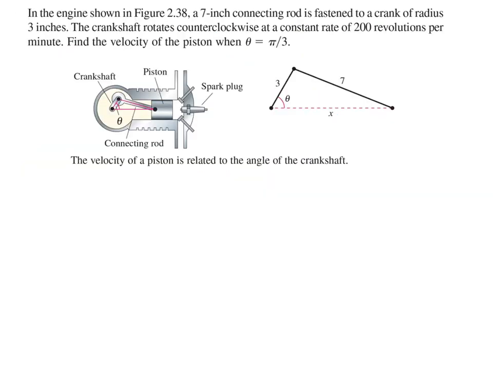And here we have our very last example, I promise. In the engine shown here in this figure, a 7-inch connecting rod is fastened to the crank of radius 3 inches. So this little triangle here matches to this guy right there. The crankshaft rotates counterclockwise at a constant rate of 200 revolutions per minute. Let's find the velocity of the piston when theta here is pi over 3.